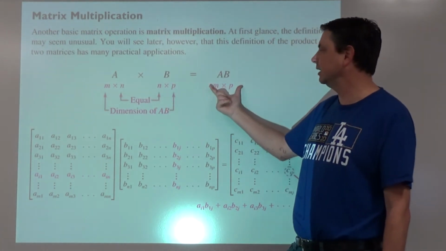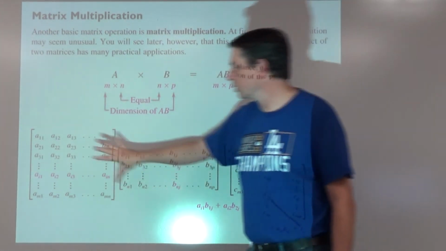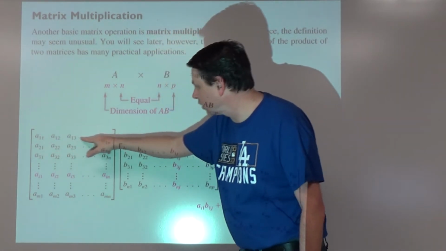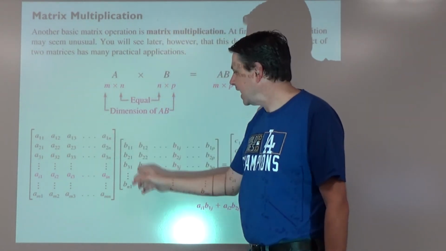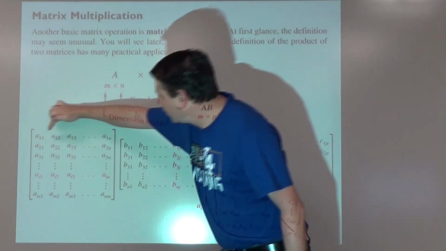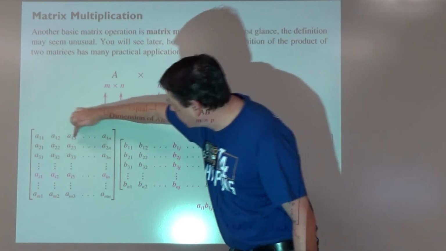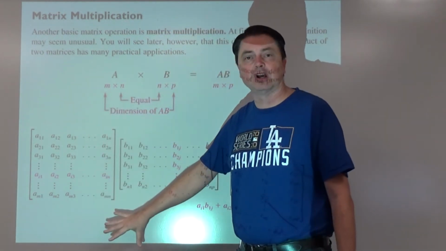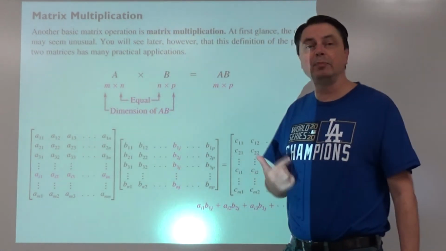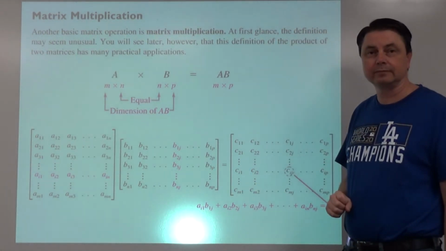In which case, the product matrix would be number of rows here by number of columns there, an M by P matrix. So what we do when we're multiplying is we take this row from the first matrix and match it up with this column in the second matrix. We multiply first and first, second and second, third and third, and so on. And then we add up all of those products. That's how we create that matrix.